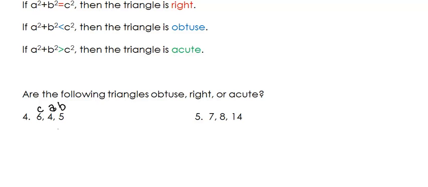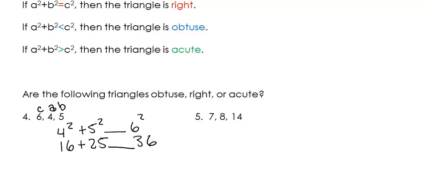So when I compare a squared plus b squared, that's like comparing 4 squared plus 5 squared with 6 squared. What I want to figure out is which side is bigger, or are they the same? You might need a calculator to simplify. 4 squared is 16, 5 squared is 25, 6 squared is 36. 16 plus 25 is 41 compared to 36. Well, 41 is bigger than 36. And so, like in example 3, a squared plus b squared is greater than c squared. That makes this an acute triangle. So anytime you have a triangle of sides 4, 5, and 6, it's going to be acute, meaning all the angles are less than 90.